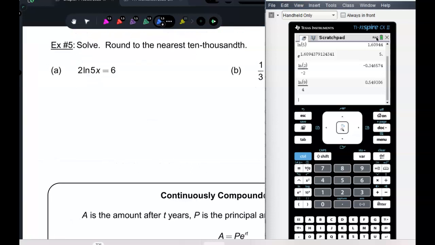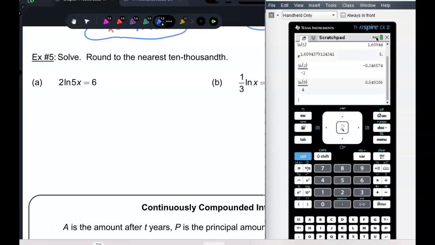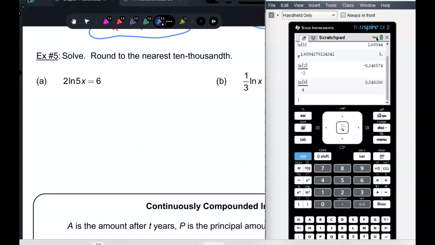Now we have a natural log, and we're going to solve this way. First step, we want to isolate the natural log of whatever. So I'm going to divide by 2. Whatever comes after the natural log is part of the natural log.